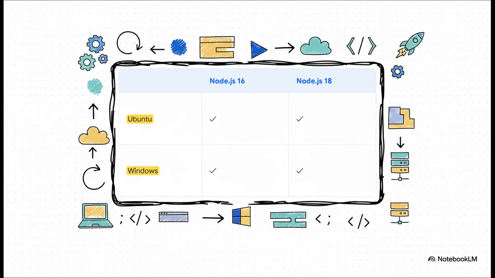Okay, now for one of the most powerful features, the matrix strategy. Let's say you want to test your code on multiple versions of Node.js, and you need to do it on both Ubuntu and Windows. Instead of writing 4 separate, nearly identical jobs, you just define this simple matrix. GitHub Actions then automatically creates and runs a job for every single combination, all at the same time. It is an absolute game changer for making sure your code works everywhere.